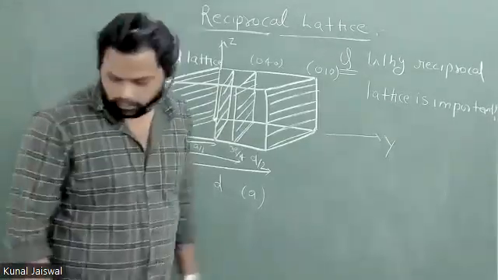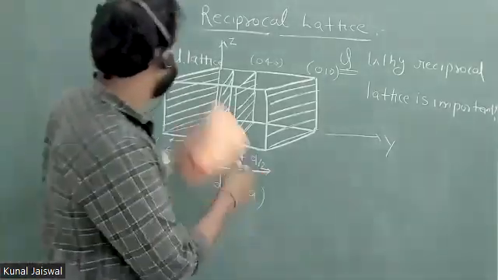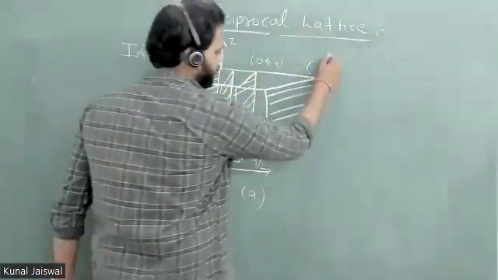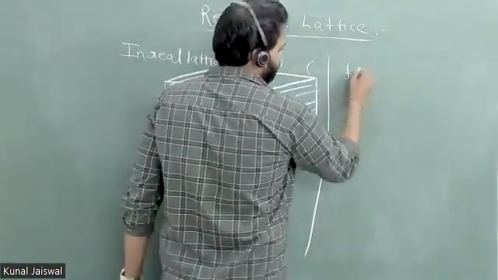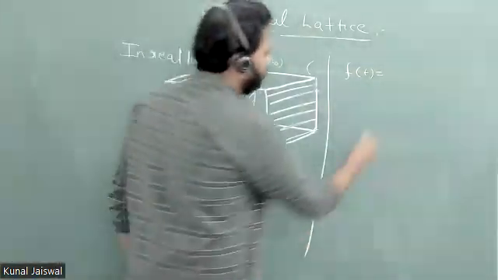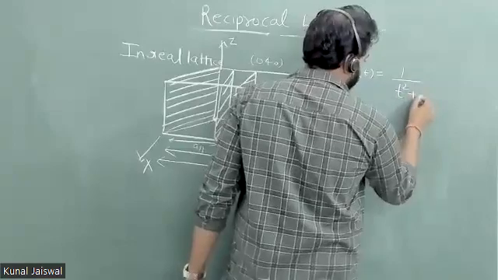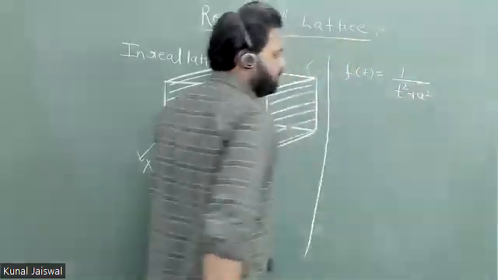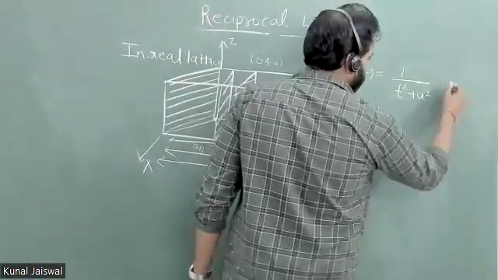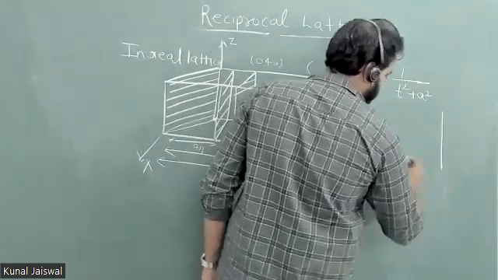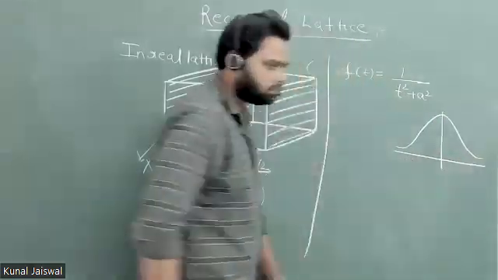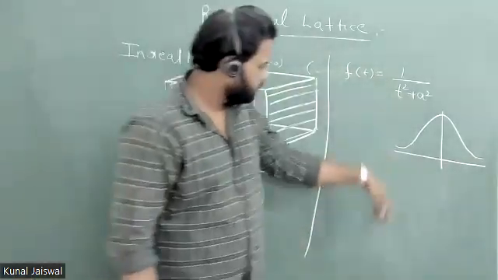For example, if you talk about an expression, I'm telling you, this concept will make it clear. Let's suppose we have a function f of t, and the function is 1 upon t square plus a square. What is the sketch of this function? The sketch of this function will be something like this.